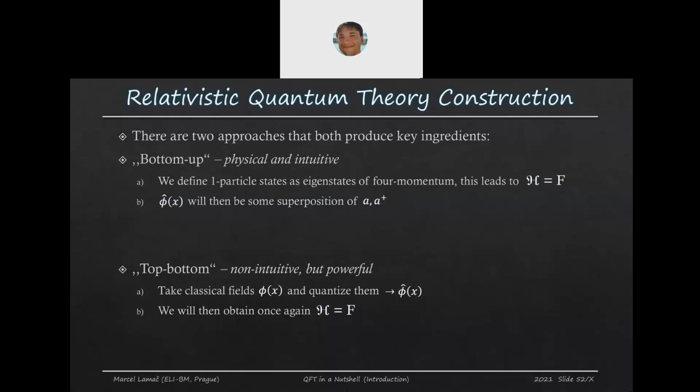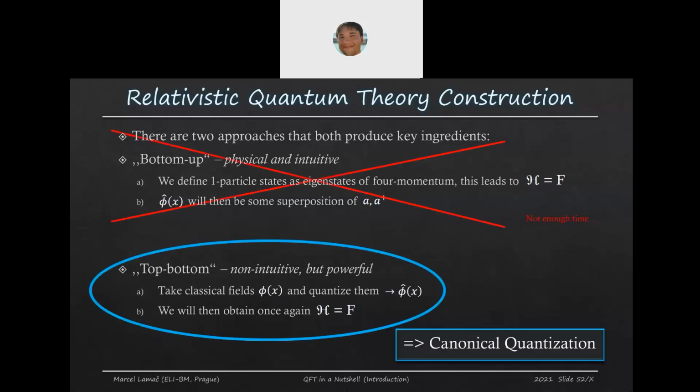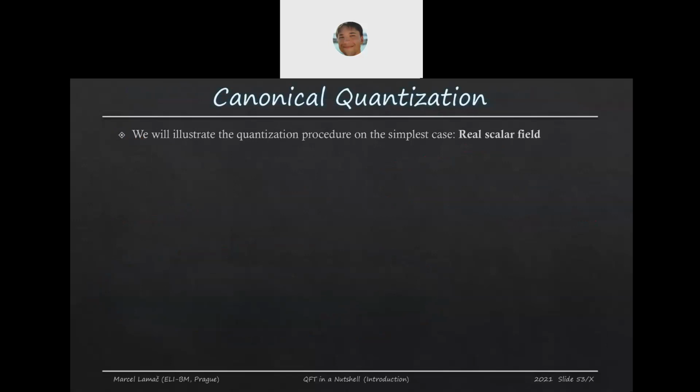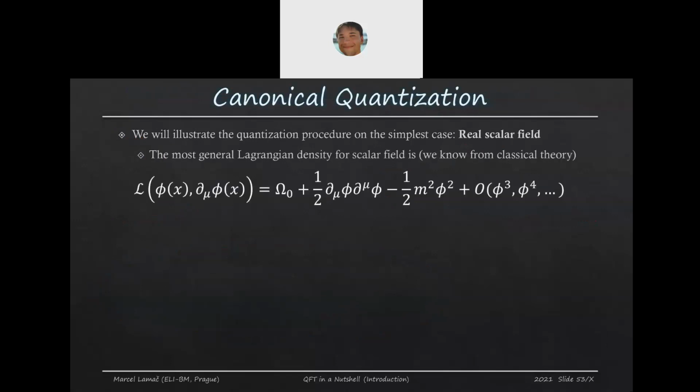The arrival at the quantum field theory, not necessarily relativistic, can therefore be done in two approaches, either from this construction of the Hilbert space or just from the quantization of the classical field. We don't have the time to do the first one, but there is a text that describes it in the homework, but we will do the top-bottom one, which is known as canonical quantization. So first we'll illustrate this procedure on the simplest case, the case of a real scalar field.